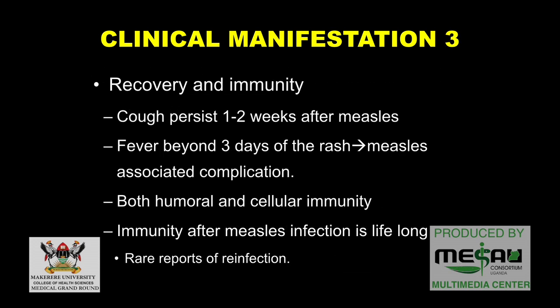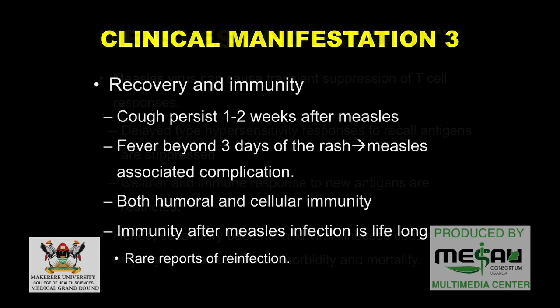Recovery and immunity: a cough can persist 1 to 2 weeks after measles, and if a patient presents with fever beyond 3 days of rash, then that's a measles-associated complication. Measles infection needs both humoral and cellular immunity, first to clear the virus, but also to confer lifelong protection. So the immunity after measles infection is lifelong. That's why we do not immunize these children that are admitted, because once they get the infection, they already have lifelong protection. Still, there are reports of reinfection in patients who had a previous measles infection.